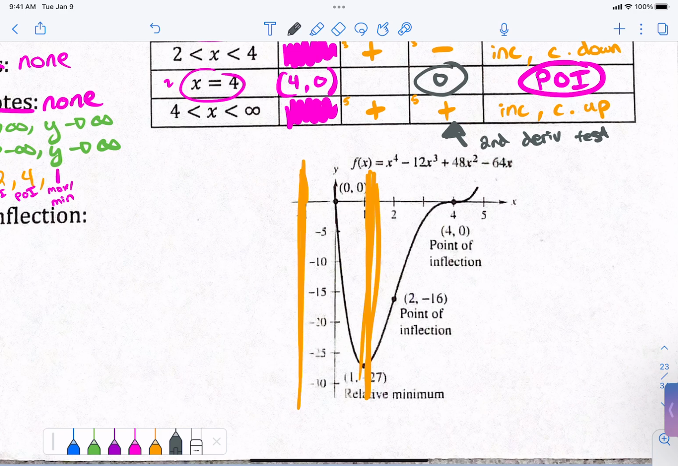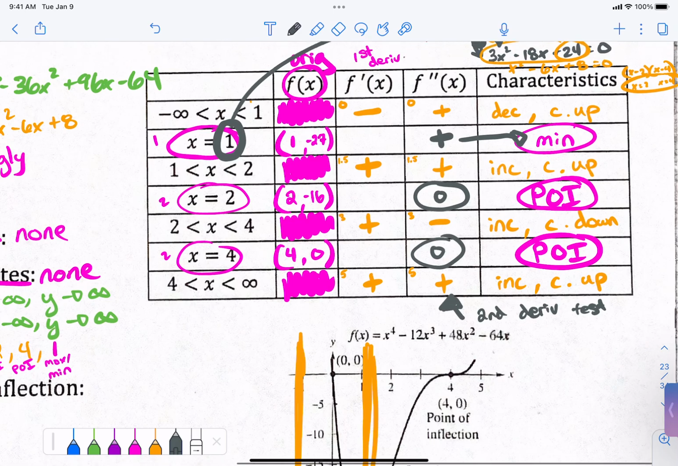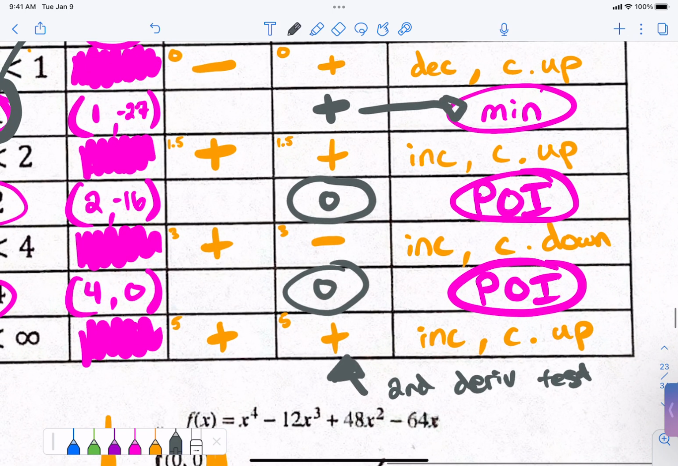You didn't have to plug 5 and 3 in to find the increasing and concave up, right? We could have just put in 0, or we could have just done the second derivative and seen what it was. What do you mean? Are you saying you knew these were already POIs, so you could have just assumed that they were going to switch?